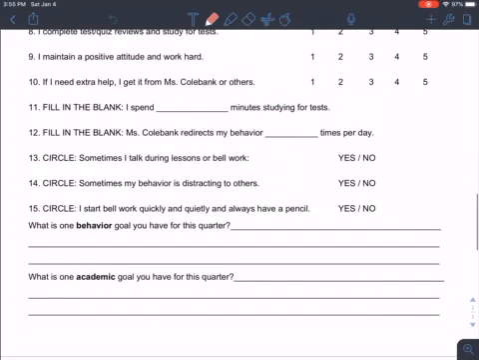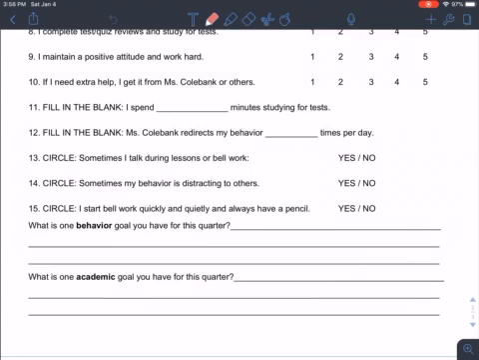Okay, again, 1 through 5. And then we have the just response ones, so you're not really rating yourself anymore. Fill in the blank. I spend blank minutes studying for tests. Lots of you guys, that's going to be a 0. Can we get that up to a 10 or a 20? Okay. Number 12, fill in the blank. Miss Colbank redirects my behavior blank times per day.